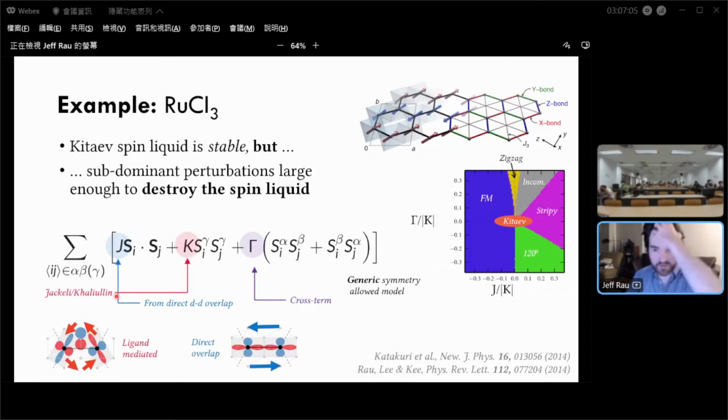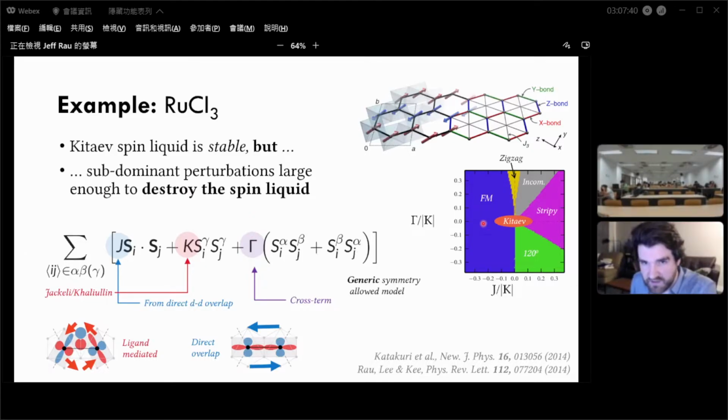For example, the best candidate we have for a KDEV spin liquid is probably this ruthenium chloride compound. Here, the KDEV exchange is thought to be the dominant piece in its Hamiltonian, but there are other symmetry-allowed pieces that will always be there, right? Because this KDEV spin liquid is stable, we know that if these can be made small enough, we don't have a problem. There'll be a finite region in phase space where they're there. But the question is, what is small enough and how big are they?